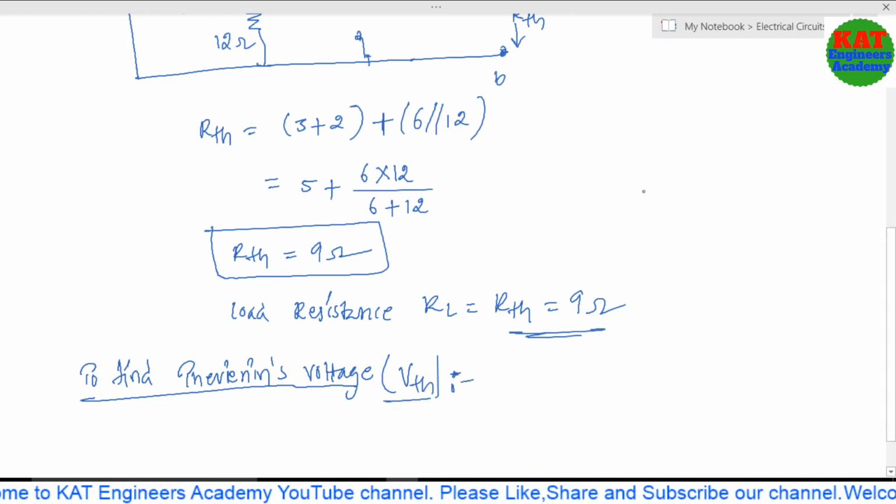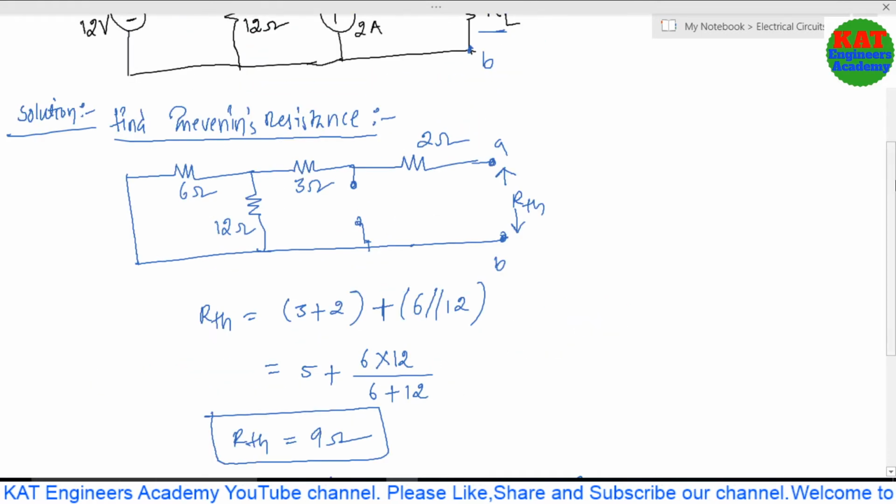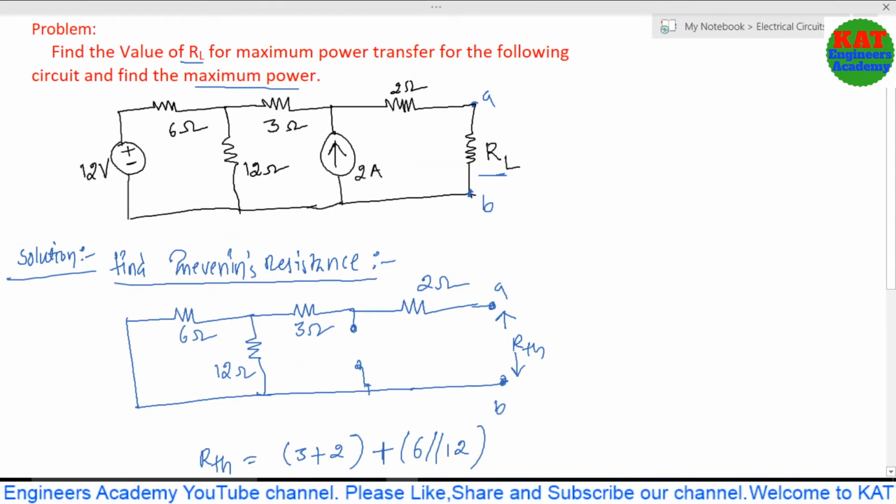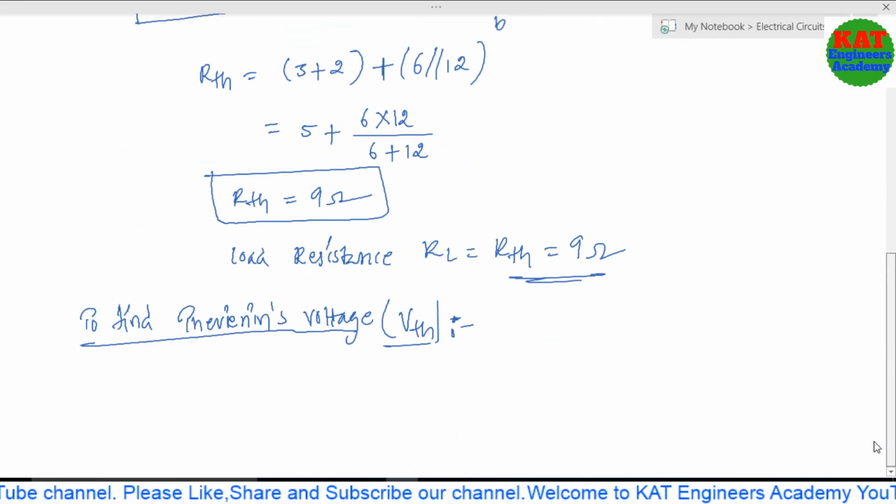How to calculate the VTH is nothing but, wherever we have the load resistor, you have to remember it, and in between these two terminals you have to calculate the voltage across A and B by considering this circuit. Now finally, once again you have to redraw the circuit in order to calculate the VTH.